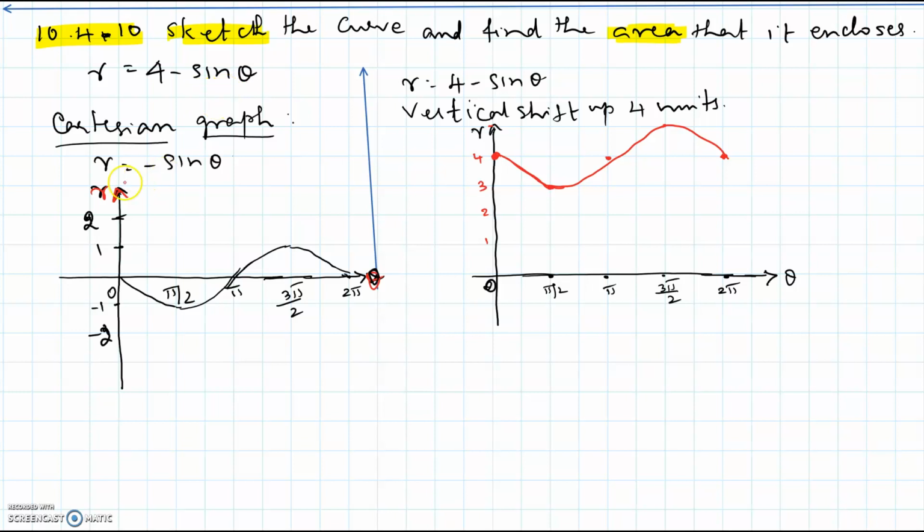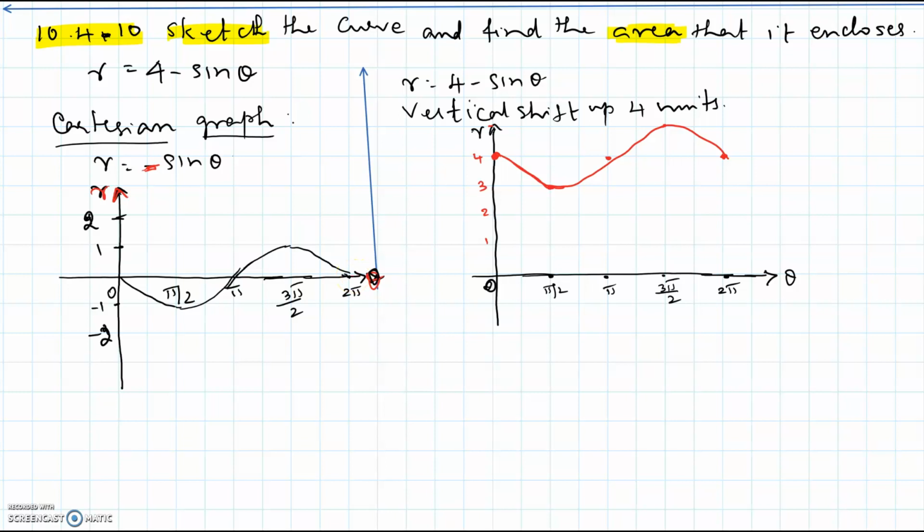So let's first consider the r equal to negative sine theta graph, which is a Cartesian graph. The usual x-axis will be our theta axis, the independent variable, and the dependent variable is on the y-axis, so the r-axis and the theta axis. Then we consider the inverted sine graph. The amplitude is 1, and it is inverted because of the negative sign in front. So at 0 it is 0, at pi by 2 it is negative 1, at pi it is 0, at 3 pi by 2 it is positive 1, and at 2 pi it is equal to 0.